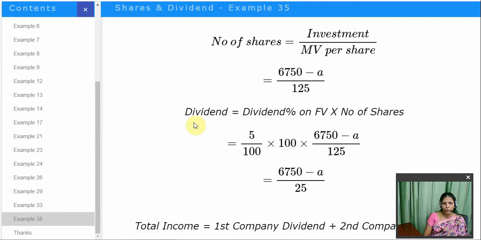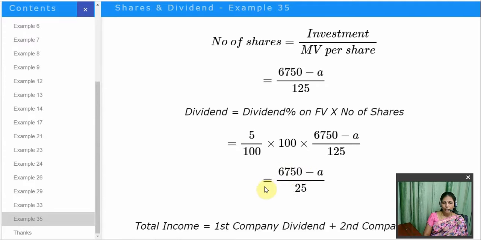Next, out of these shares, what is his dividend? His income. So his total dividend is equal to dividend percentage on face value into number of shares. The dividend percentage is given as 5%. Face value is 100. Number of shares we found here. So substitute in the formula, simplify, and you will get this as his dividend from the second company.